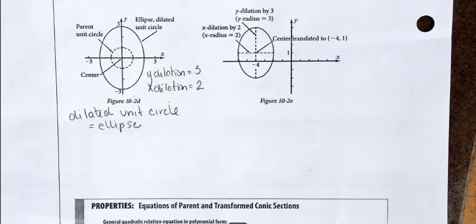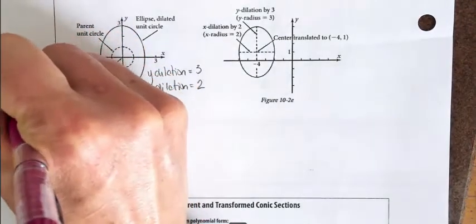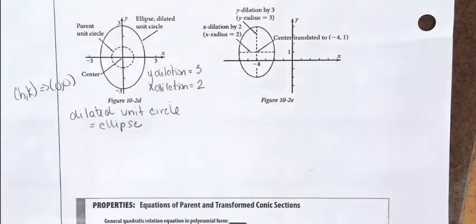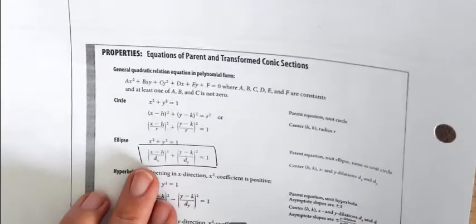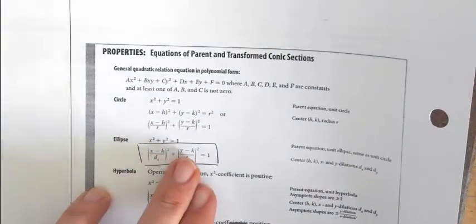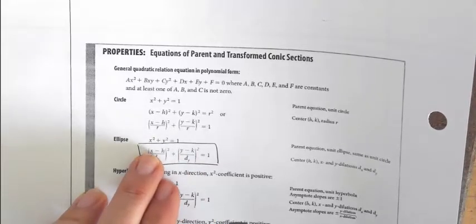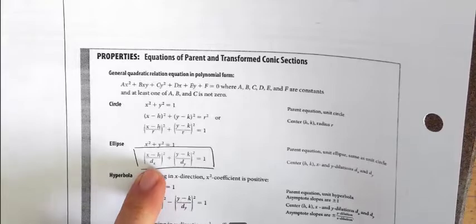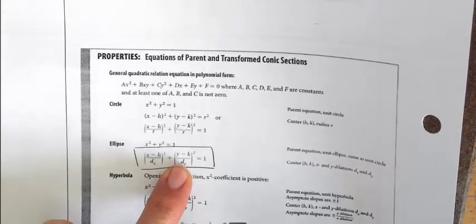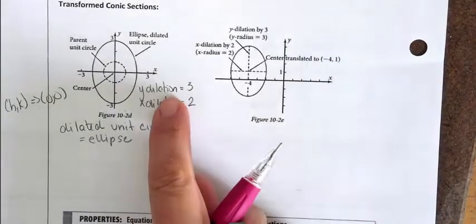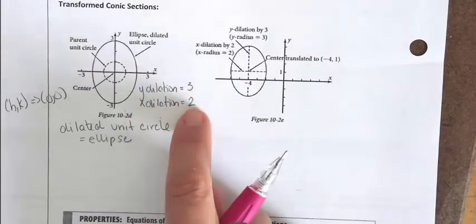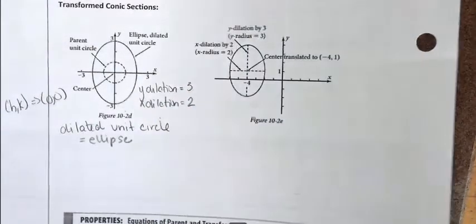First of all, this is still centered at the origin. So that tells me that my h, k is 0, 0. So I don't need to worry in this equation about having an h or a k. It's basically just going to have an x on top and a y on top. And then I'm going to put my dilation factors down below. Again, it was a y dilation of 3, so that's going to go below my y, and an x dilation of 2, so that's going to go below my x.